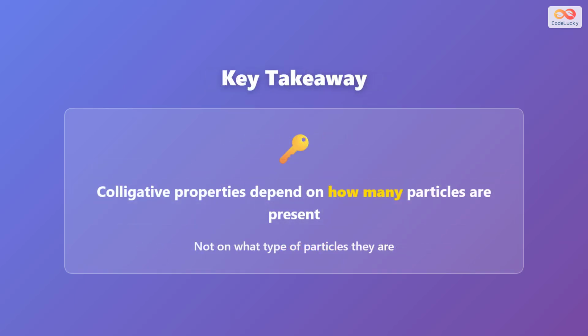Let's summarize the key takeaway from this introduction to colligative properties. The essential concept to remember is that colligative properties depend on how many particles are present in a solution, not on what type of particles they are. Whether you're dealing with molecules or ions, large particles or small ones, polar or nonpolar substances, the colligative effect is determined solely by the number of particles. This principle underlies all 4 colligative properties and is fundamental to understanding solution chemistry. In upcoming lessons, we'll explore each of these properties in greater detail and learn how to perform calculations using them.